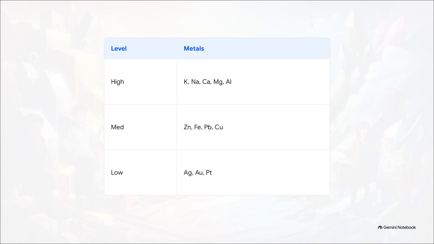These top-tier high reactivity metals are the heavyweights. They will literally kick bottom-tier metals right out of their salt solutions in what we call a displacement reaction. For example, iron can easily displace copper because it sits higher up the ladder. And those guys at the very bottom? They're so unreactive that we just find them chilling in their free state in nature, like pure gold.